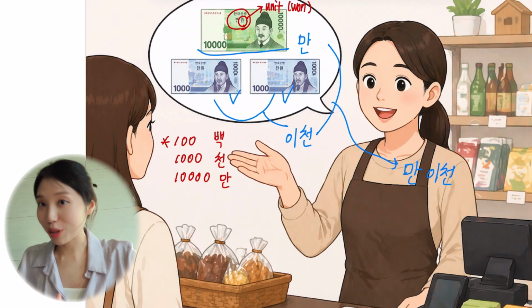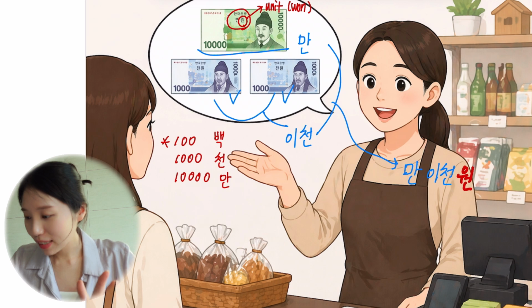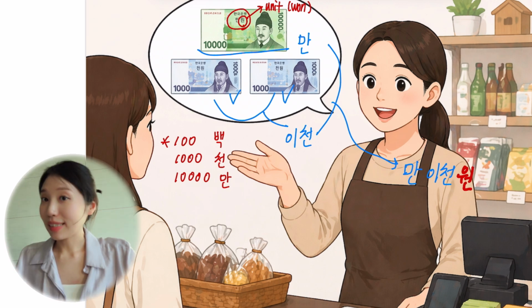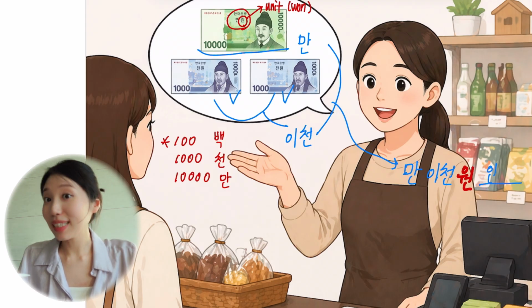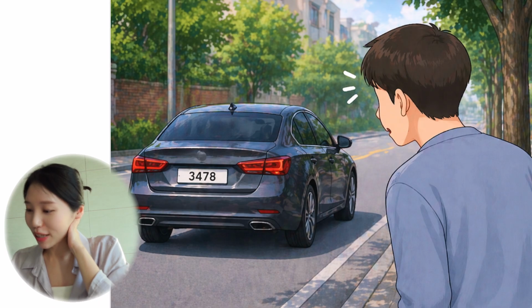It's still a number, but this is for money. What was the Korean money unit? Yes, won. 12,000원. 12,000원입니다. This is 12,000 won. 12,000원입니다. 12,000. Great.